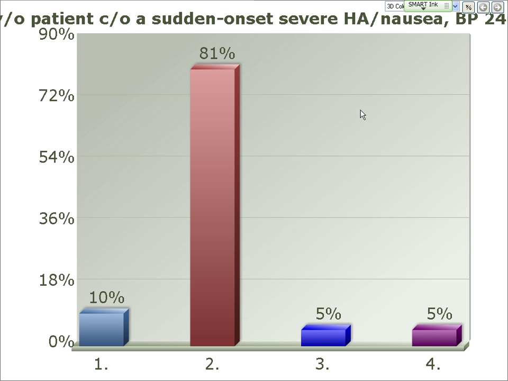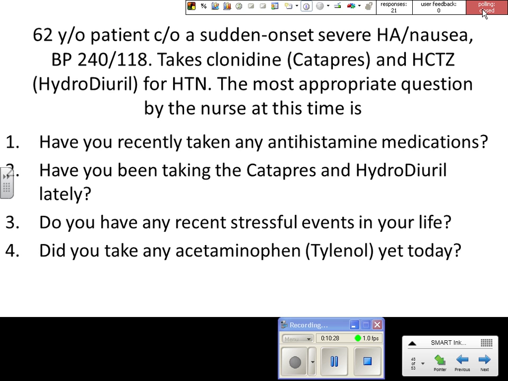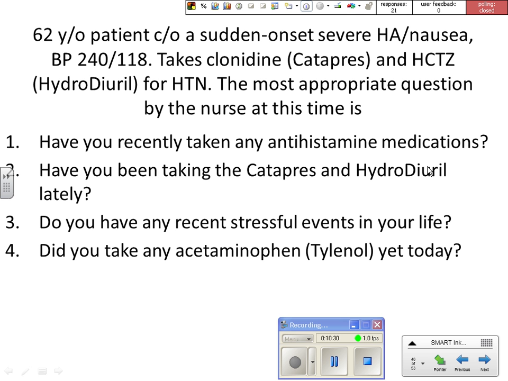81% asked if you've been taking the captopril or the HydroDiuril lately. Why is that? Right. The patient's blood pressure is out of control. First thing you got to ask them is, are you taking your meds? Before you do anything else. Sure, antihistamines can raise the blood pressure. Anxiety and stress can raise the blood pressure. But you first have to get that baseline information: is he taking his meds? Because not taking your antihypertensives is going to put you into this condition, which is malignant hypertension or hypertensive crisis.